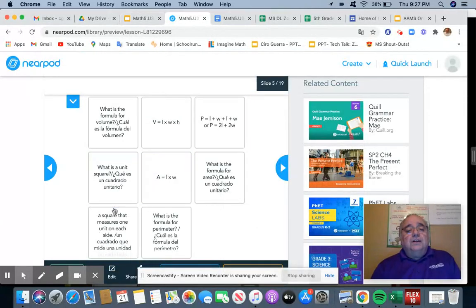The first thing I want to do is, what is a unit square? A unit square is a square that measures 1 unit on each side. So it's a square, the same all the way, 1 unit.